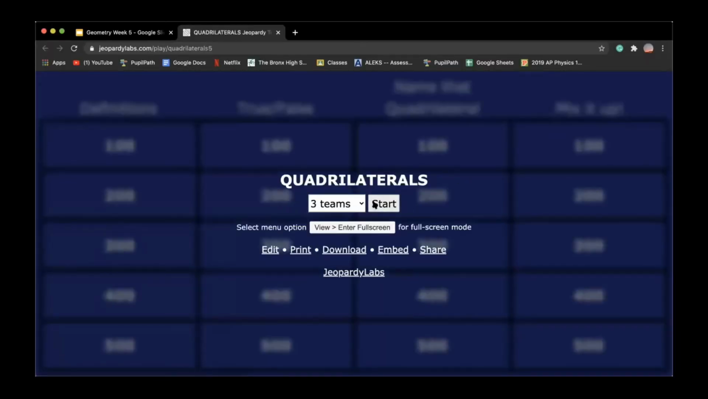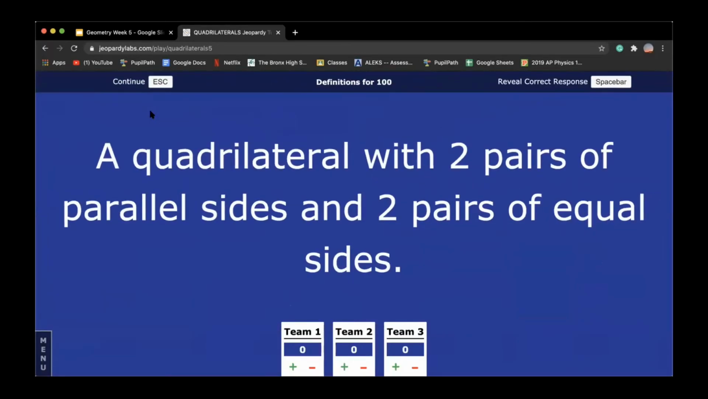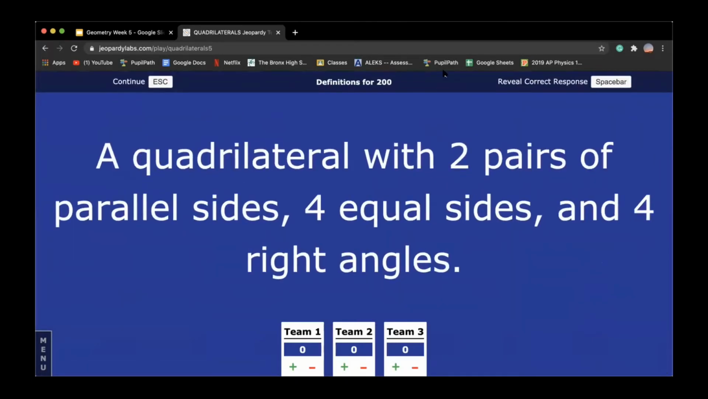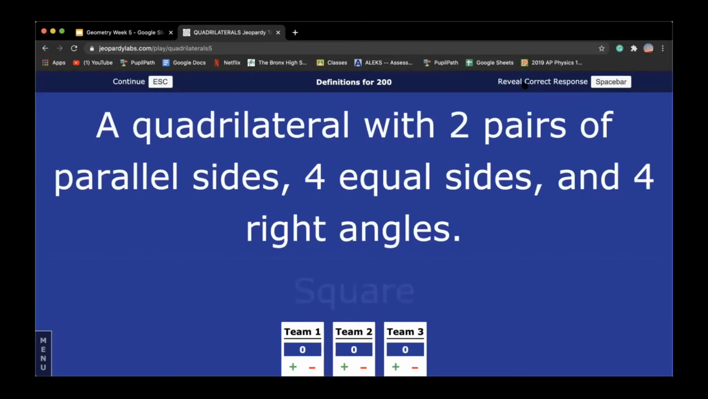Now let's do some Jeopardy. A quadrilateral with two pairs of parallel sides and two pairs of equal sides. I think that's a parallelogram. A quadrilateral with two pairs of parallel sides, four equal sides, and four right angles. I think that's a square, right? Yeah.